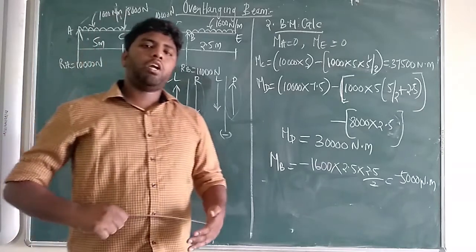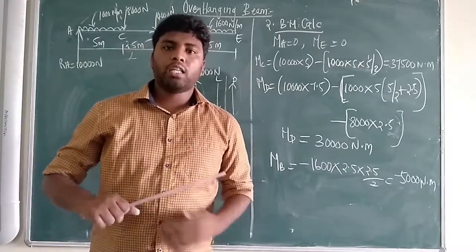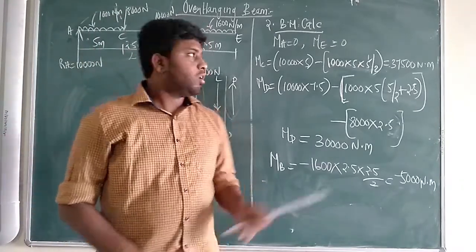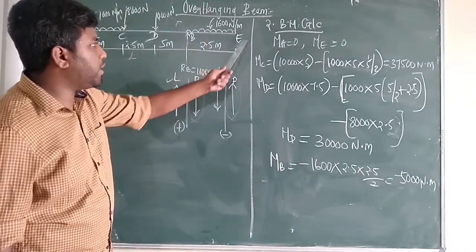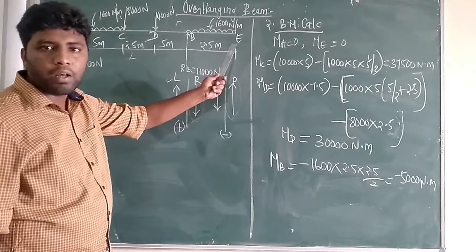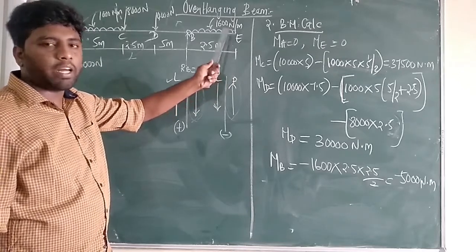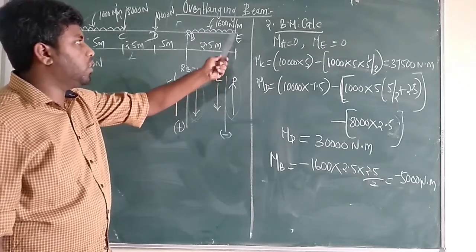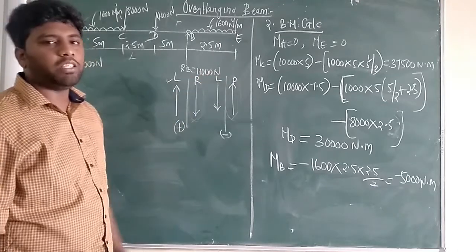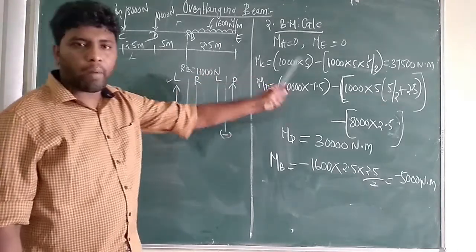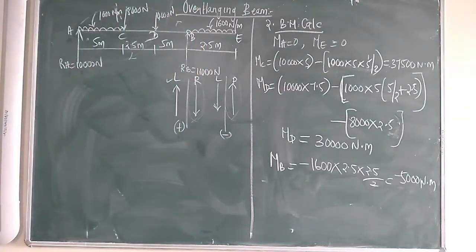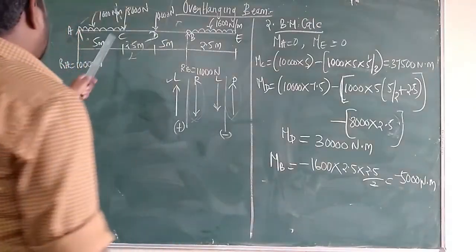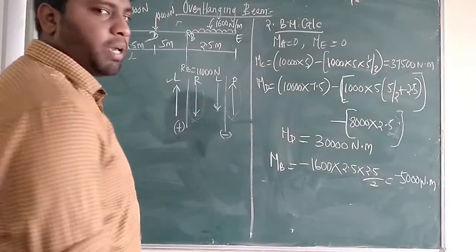The bending moment for an overhanging beam at the free end will be 0. So what is the free end here in the overhanging? This is the free end. There is no fixed end, there is no support there. This is free. So the free end will be 0. So directly I wrote moment at A is equal to 0, moment at E is equal to 0. Understand? Next, I have to calculate C, D and B.